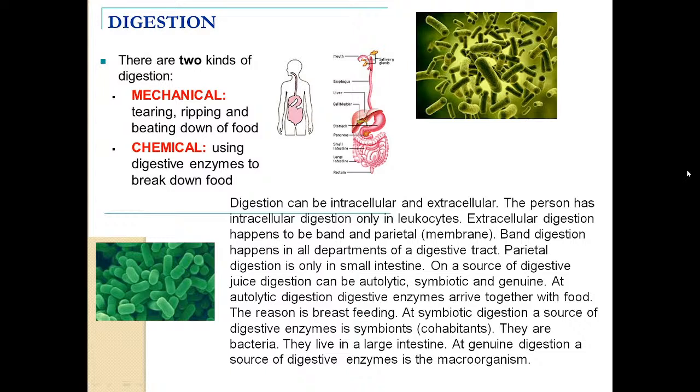On a source of digestive enzymes, digestion can be autolytic, symbiotic, and genuine. At autolytic digestion, digestive enzymes arrive together with food. For example, in breastfeeding. At symbiotic digestion, the source of digestive enzymes is symbionts, cohabitants. They are bacteria. They live in the large intestine. At genuine digestion, the source of digestive enzymes is the macroorganism.